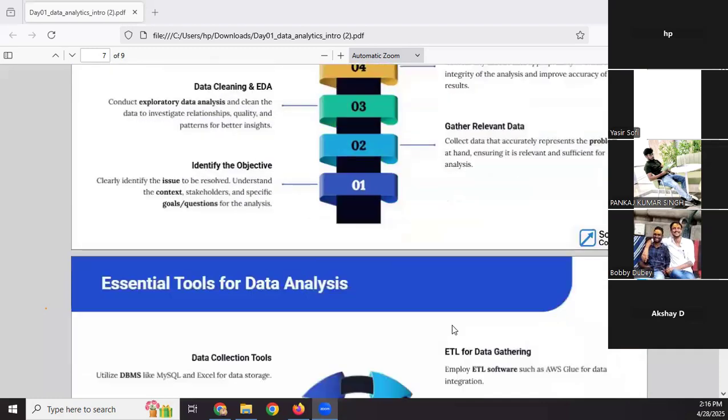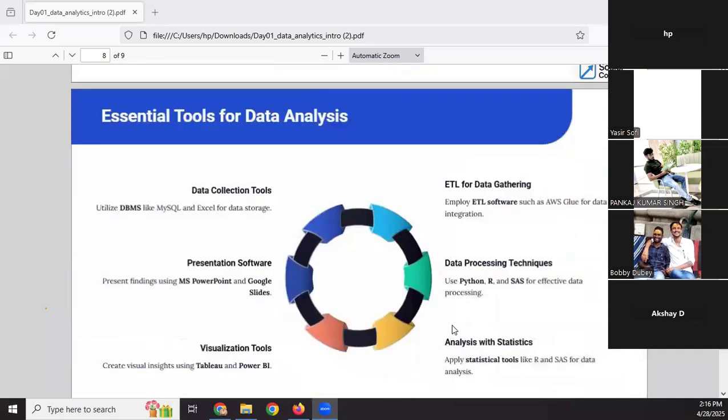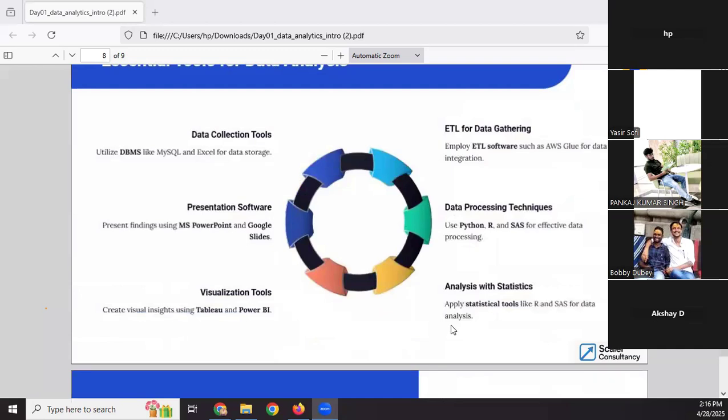Now comes the essential tools that a data analyst uses. ETL for data cleaning and gathering, where ETL means extract, transform, and load, such as AWS Glue for data integration. Now, for data processing techniques, he uses Python, R language, SAS, and SQL. Whereas for analysis with statistics at a higher level, when we are looking into the data scientist, it also uses statistical tools like R and SAS for data analysis.